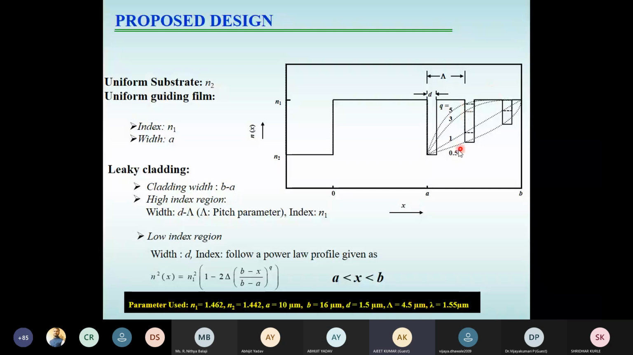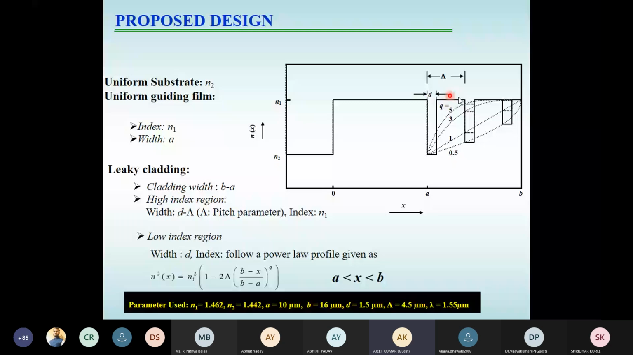by this Q profile. The high index region has a width of d minus pitch. So this is your pitch value. Pitch value means the period after which there is a periodicity of high index, low index regions in the cladding region.